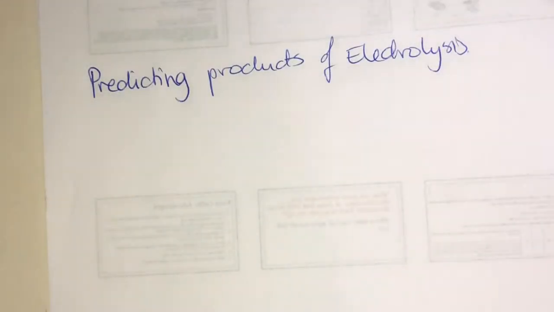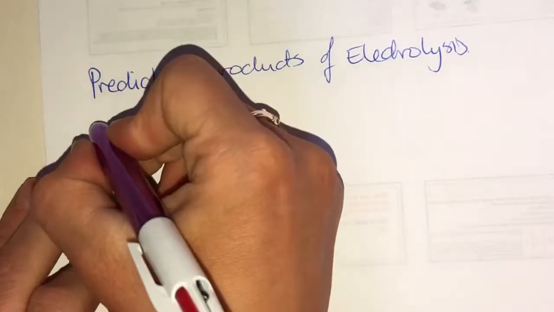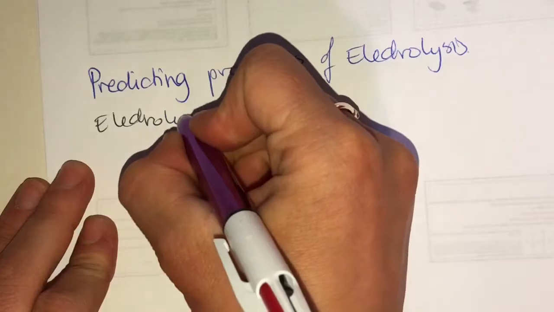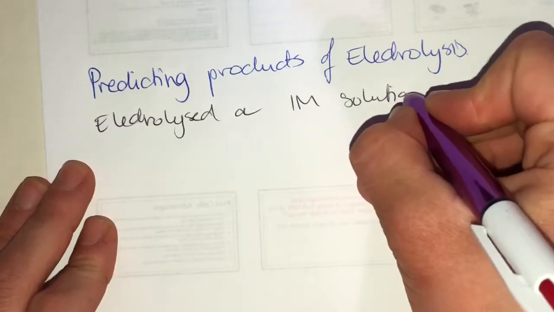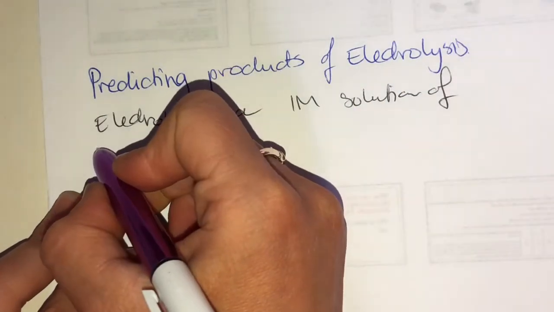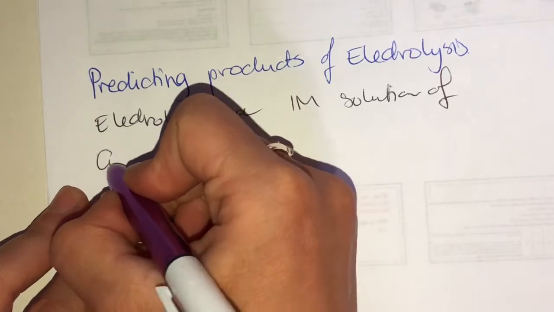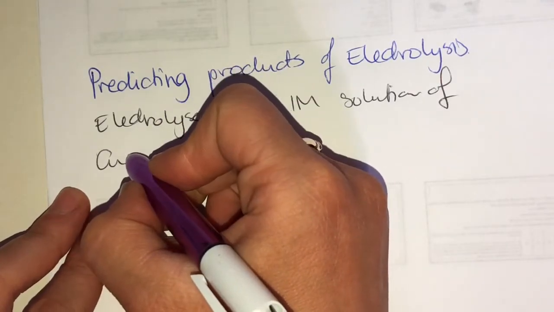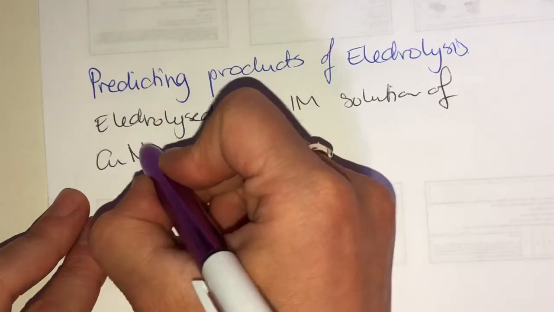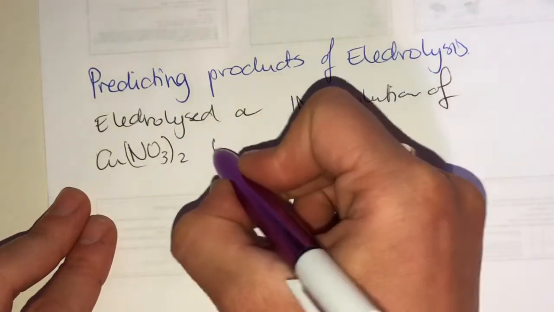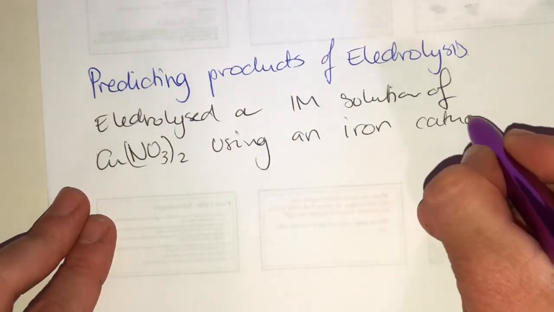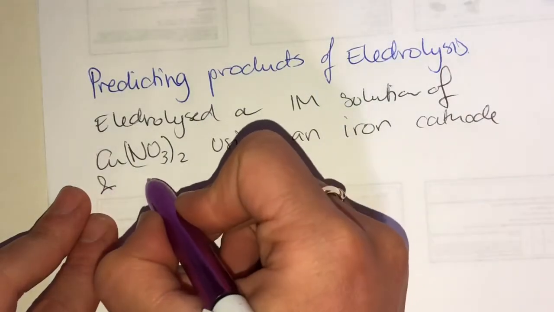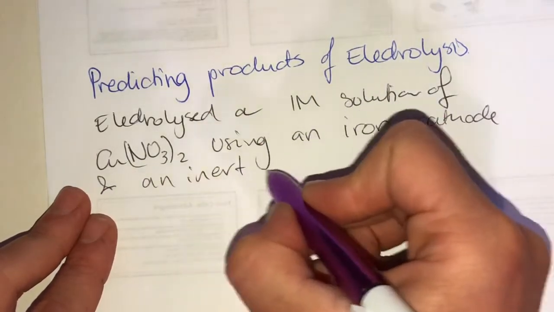Okay, I'm going to go through a tough example of predicting the products of electrolysis. So let's say a question actually said that we electrolyzed a 1 molar solution of, let's go with copper iodide. No, let's go copper nitrate, using an iron cathode and an inert anode.